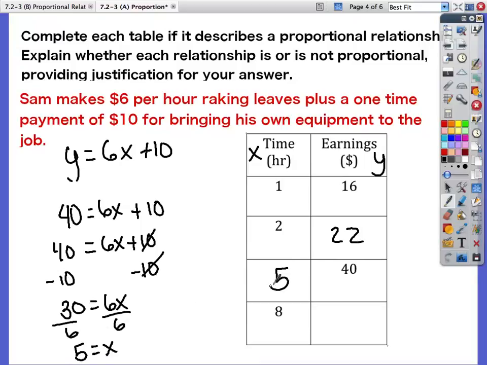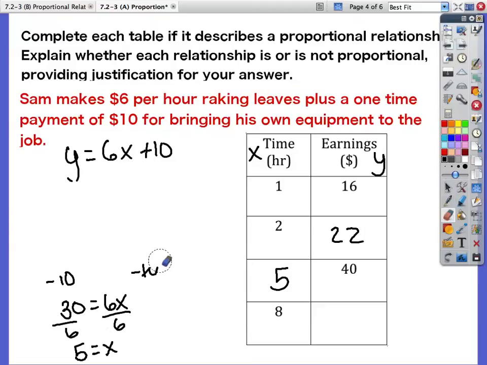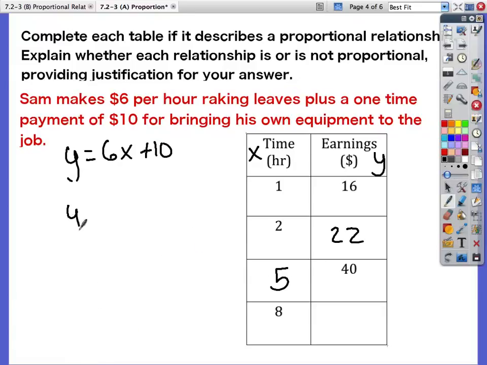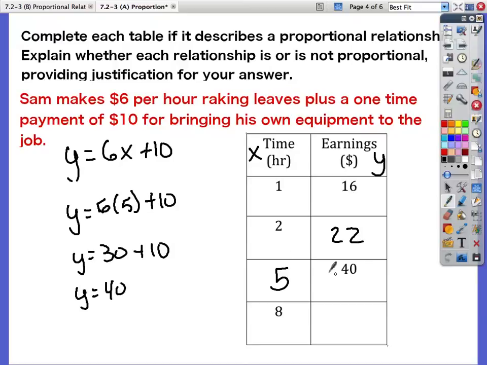Okay, so that makes sense. Now I'm going to double check this, though. What happens when x is 5? Do I actually get 40? I want to make sure I don't make mistakes. Well, if I stick 5 in for x, it would be 6 times 5 plus 10, and that's y equals 30 plus 10, which is indeed y is 40. So I know it works. You could guess and check if you didn't understand how I did that algebraically.